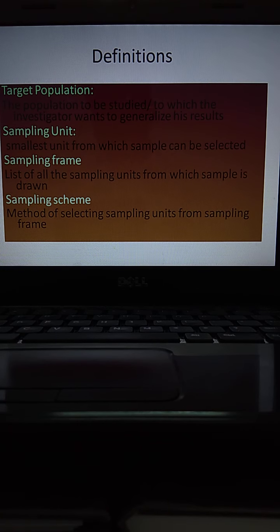Sampling scheme: the method of selecting a sampling unit from the sampling frame. That means the technique, the procedure by which we choose the sampling units to extract the information, is known as the sampling scheme. So these are a few of the very important definitions as far as sampling methods or sampling techniques are concerned.